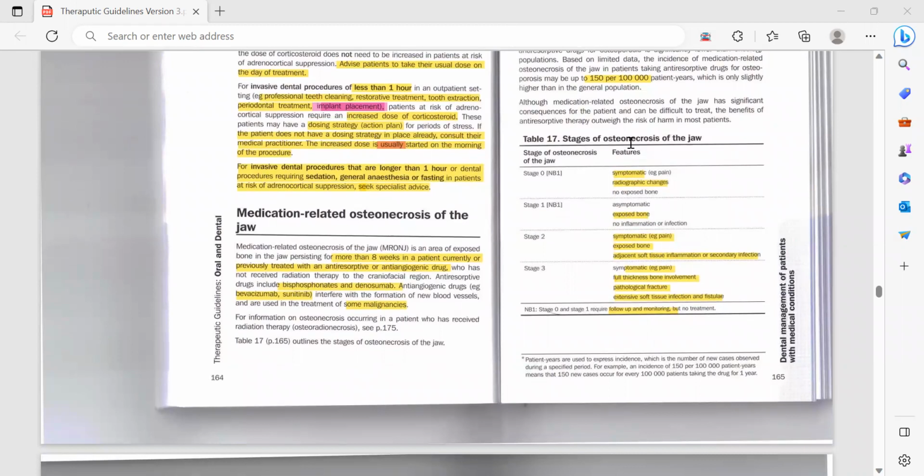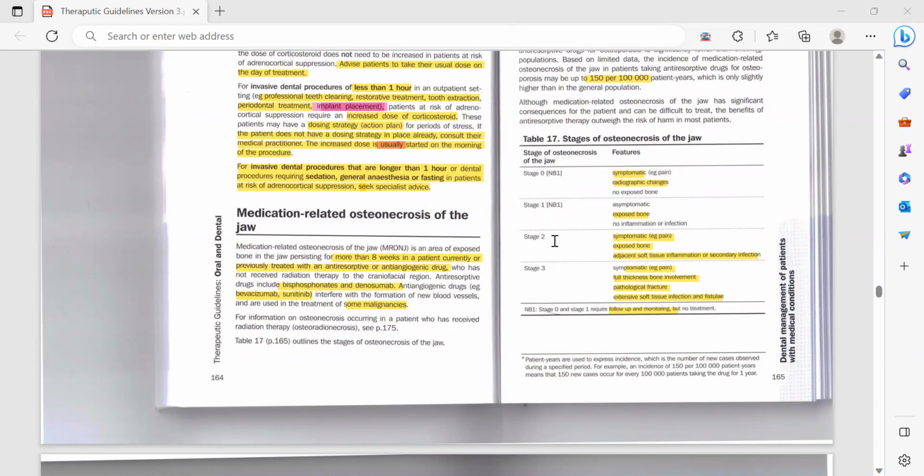Then there are certain stages of osteonecrosis, how it would occur in the jaw. Stage 0 would be when the patient feels pain and you cannot see anything on the radiograph, not even clinically. The patient would only complain of pain. There is nothing that you can see on x-ray, nothing that you can see clinically. Then comes stage 1, in which the patient would not feel pain now, but you can see the exposed bone, but there would be no inflammation or infection. For stage 0 and stage 1, they only require follow-ups and monitoring, but no treatment.